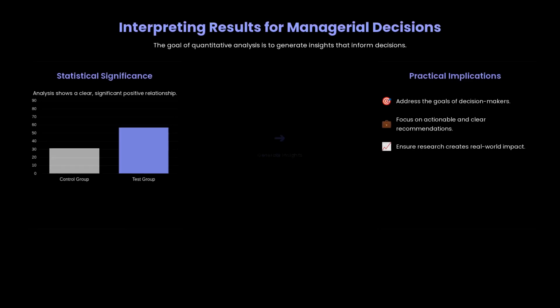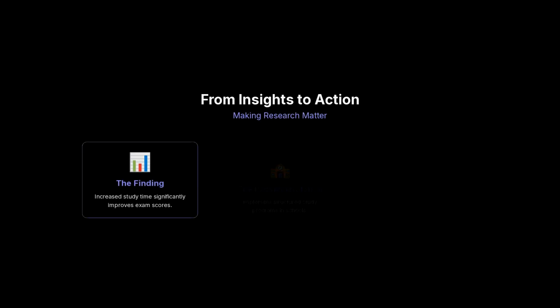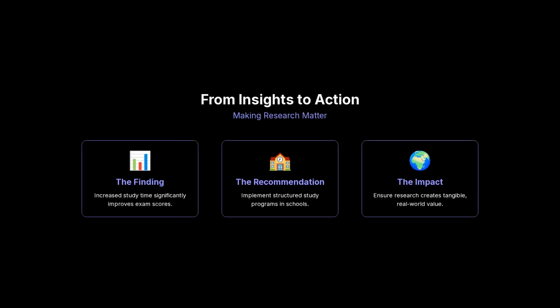Finally, let's talk about interpreting results for managerial decisions. The ultimate goal of quantitative analysis is to generate insights that can inform decisions. This involves not only understanding the statistical significance of your results, but also their practical implications. For instance, if you find that increased study time significantly improves exam scores, you could recommend that schools implement structured study programs. When presenting your findings, focus on actionable insights that address the needs and goals of decision makers, ensuring your research has a real-world impact.